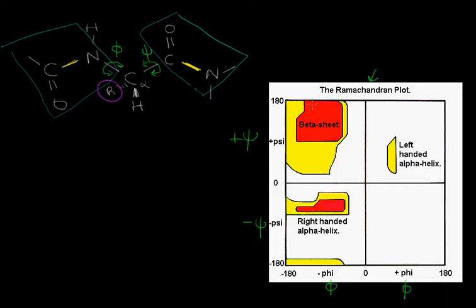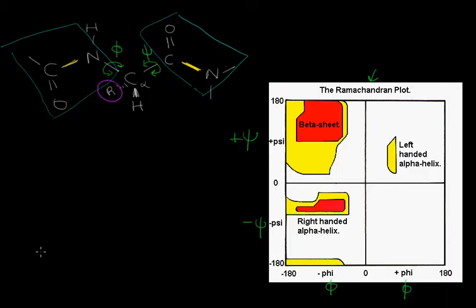Okay. So we see beta sheets occur where you have a positive psi angle here and a negative phi angle here. Right-handed helices occur at a negative psi and a negative phi. And then left-handed helices occur at positive psi, positive phi. So what's the difference between a right-handed and left-handed helix? This is a very conceptual question that you might have to struggle with for a little bit, but we're going to work on models during class.